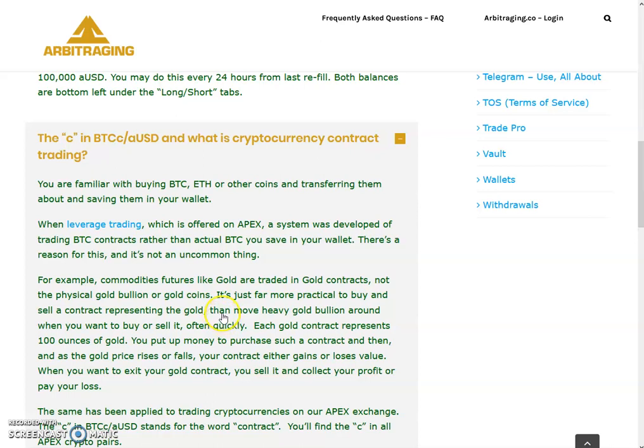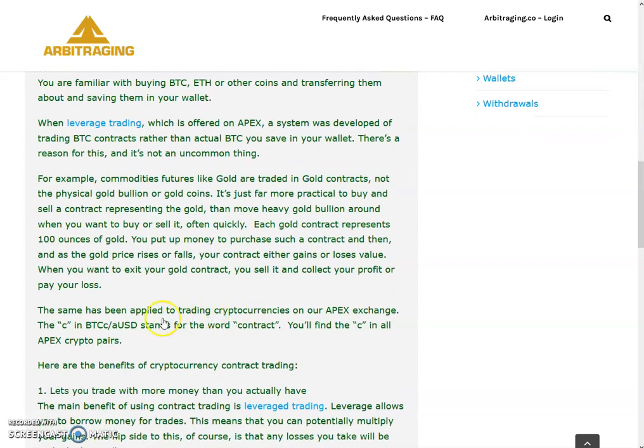And the same thing applies in contract trading. The C stands for contract, and you don't have the real Bitcoins or real Ethereum. You are just buying the contract of that and you will earn profit from it. The same applies to trading cryptocurrencies on the APEX exchange. The C in BTCC stands for the word contract. You will find C in all the APEX crypto pairs, which I already told you.